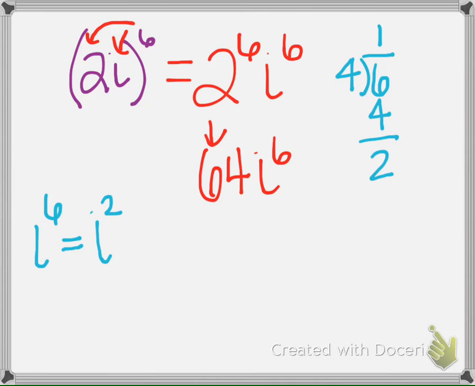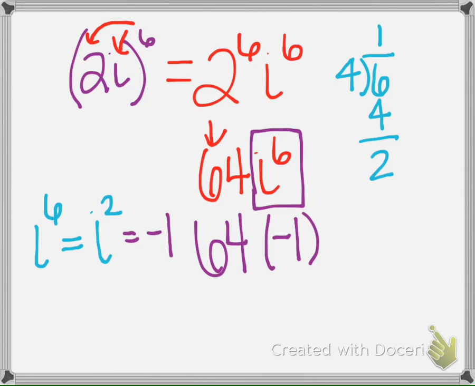So if we simplify, i squared is negative 1. So instead of i to the 6th, we're going to replace it with negative 1. So we have 64 times negative 1, which is negative 64.